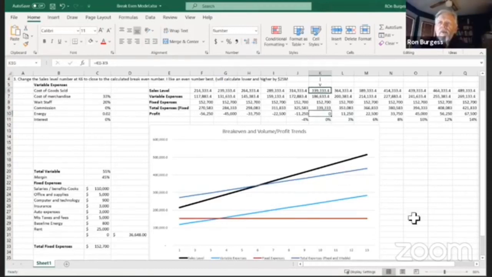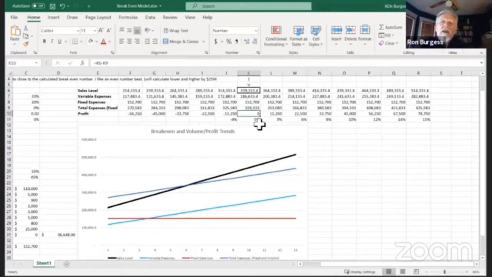Now you can look at the profit over here. The interesting thing is that you hit break even, and then by going up just $25,000, you make $11,500. That's pretty nice. You can actually tell how much money you're going to make. And so if you go up another 25,000, you just jump to $22,500. So you're at 6%. And every time you go 25,000, you can see exactly how much more money you make.